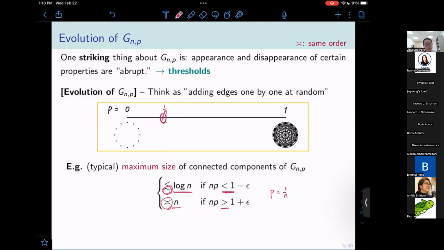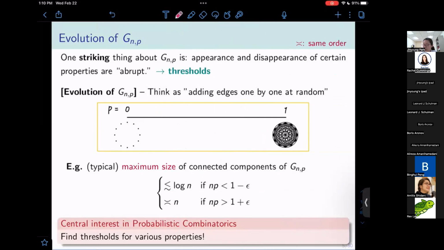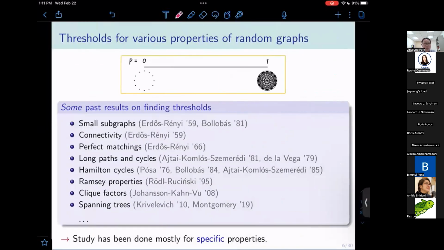And this is, as I said, just a prototypical example, and there are many other interesting properties where we see this threshold, this abrupt change of behavior. So naturally, it became a central interest in probabilistic combinatorics to find thresholds for various properties. Here I put some of the past results on finding thresholds, and I'm not going to read all of the results in this list, but I wanted to show my audience that there are a lot of results in this direction, and many people have worked on this research.